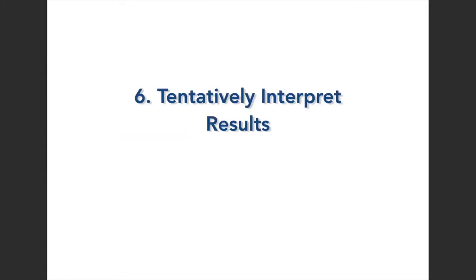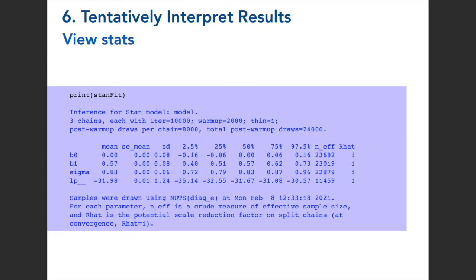So for our next step, we can tentatively interpret our results. We can do this a few ways. So of course, we can just view the stats here. I find these tables not super intuitive to look at, though. I find it much easier to understand things when we plot them. But here our beta 0, the mean is 0, and the 95% highest density interval goes from negative 0.16 to positive 0.16, so clearly centered around 0. That makes sense, right? We standardized the data to be centered around 0.